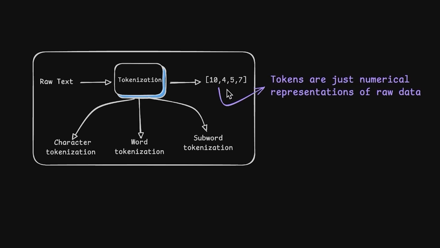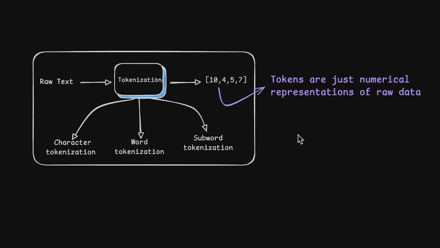These numbers don't carry any semantic meaning. These are just some symbols. This is not the meaning of the raw text. But vector databases are all about semantic search. So at this point, a very important question comes up. If tokens are just a numerical representation of the raw data and they don't carry meaning, where does the meaning then come from? That's exactly the problem that the embedding model solves.